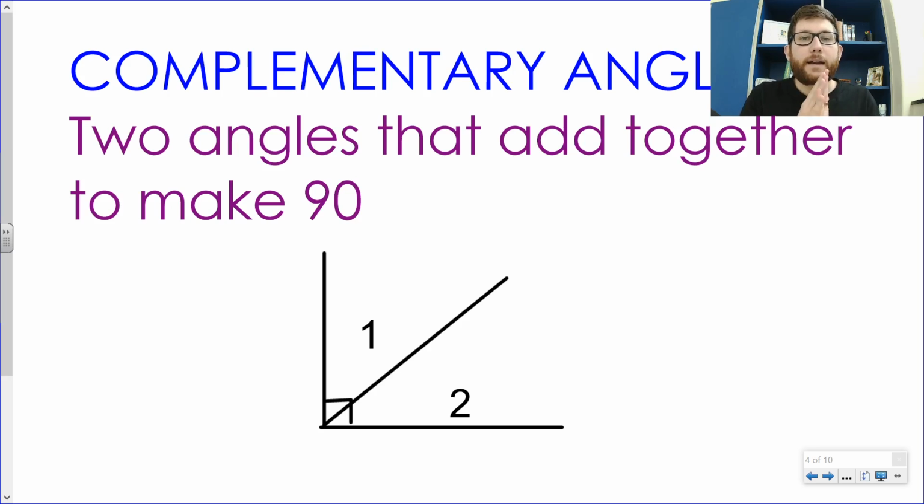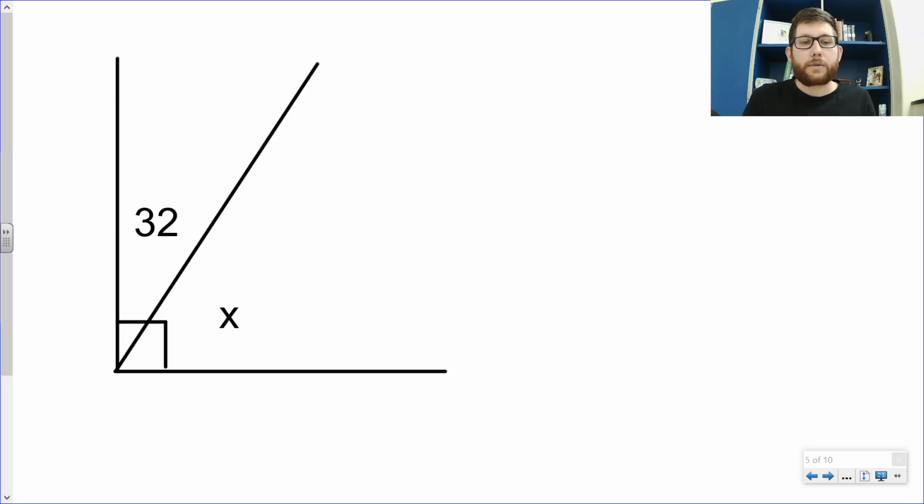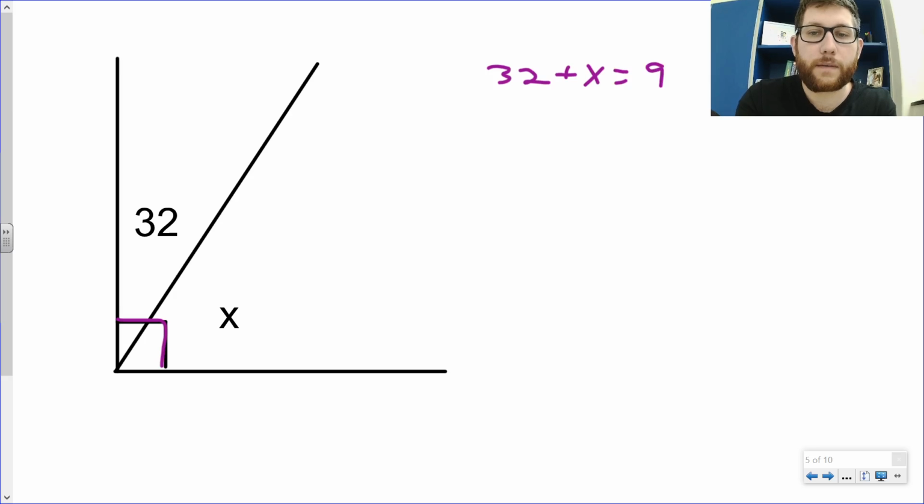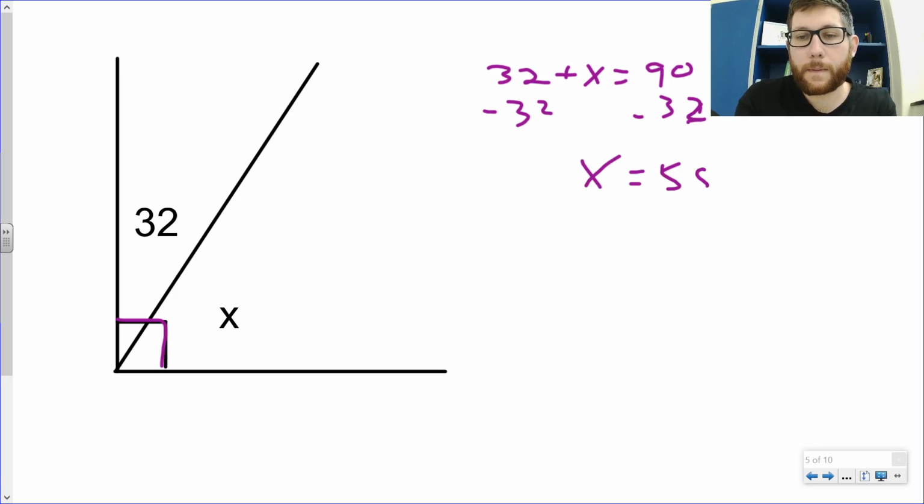All right, so complementary angles. Complementary angles add up to 90. When we're looking at complementary angles, let's see how we would solve this. I know the whole thing is equal to 90. I have this box here. So I know 32 plus x is equal to 90. How am I going to solve for x? Well, I'm going to subtract 32 from both sides, and I get x is equal to 58.